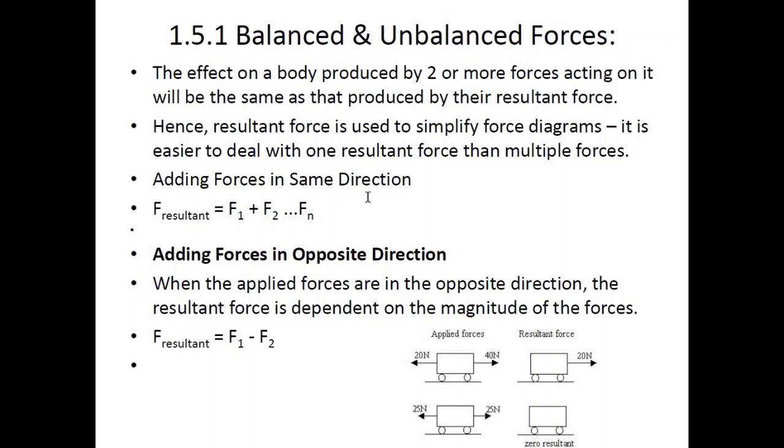Adding forces in opposite direction: when you are adding forces which are acting on an object in opposite directions, we simply subtract them from each other, and the result is the resultant force. For example, this object has two forces. One is towards the right hand side of 40 Newton and towards the left hand side of 20 Newton. So 40 minus 20 would be 20 Newton left, and the direction would be wherever the bigger force was going, like this.